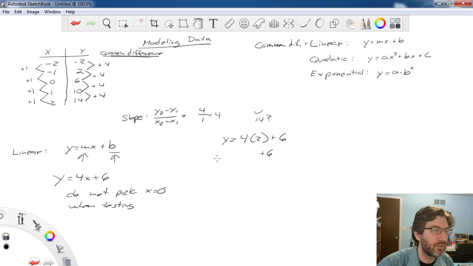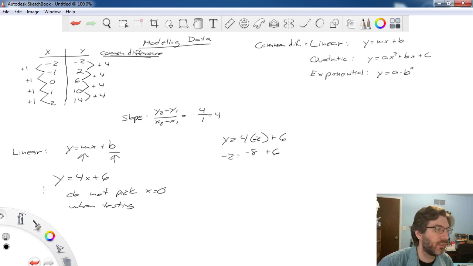Let's try another one just to make sure everything is doing well. Let's put in -2. And here we'll get -8 plus 6. -2 should be equaling -2. And -8 plus 6 does equal -2. So that one checks off as well.